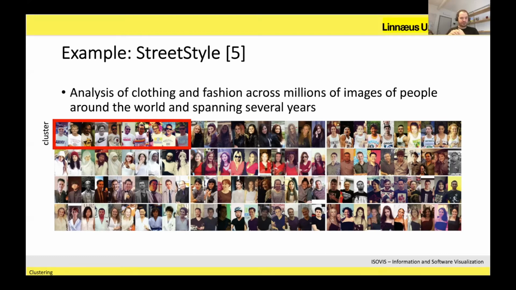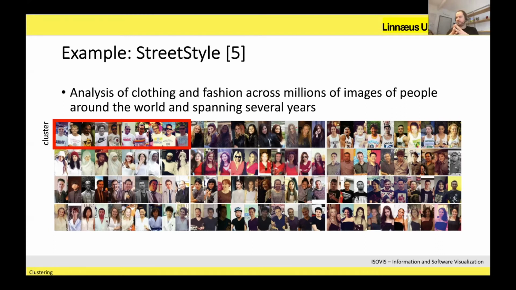It's a paper called Street Style, and it shows an application of clustering for analyzing fashion trends, right? So basically, it's an analysis of clothing and fashion across millions of images of people. They gathered all these images around the world, spanning also several years. So there's a lot of data from a lot of different places and also in different times. And then the idea is, can we detect some clusters here?